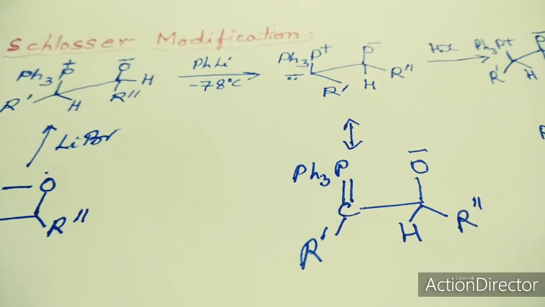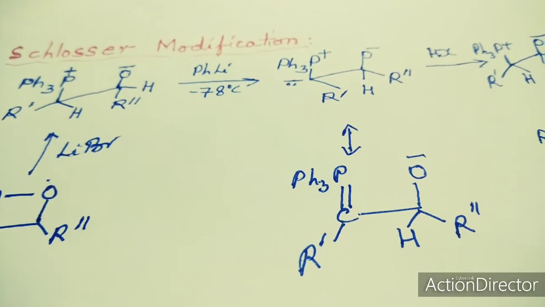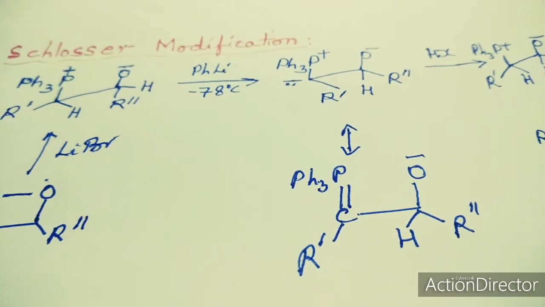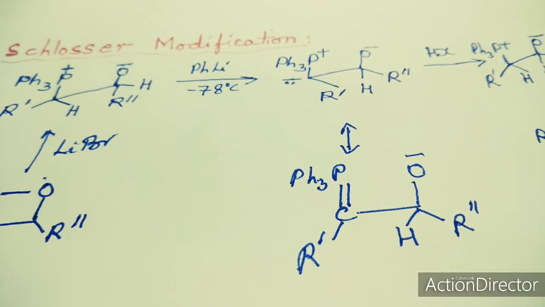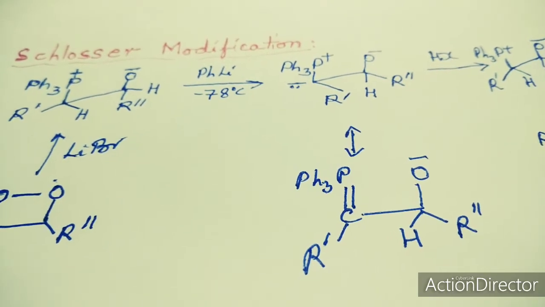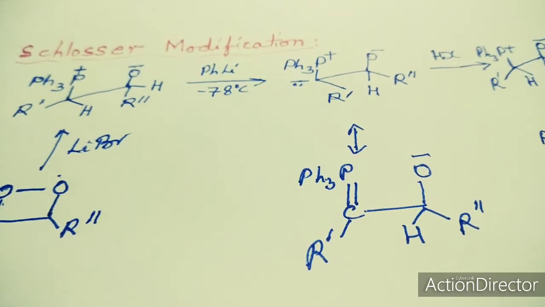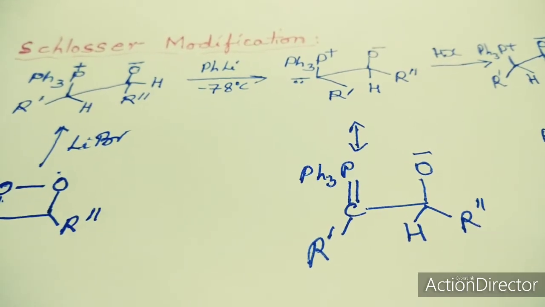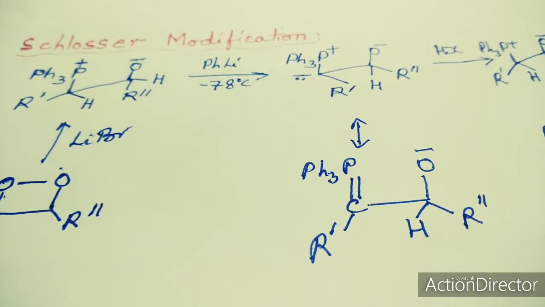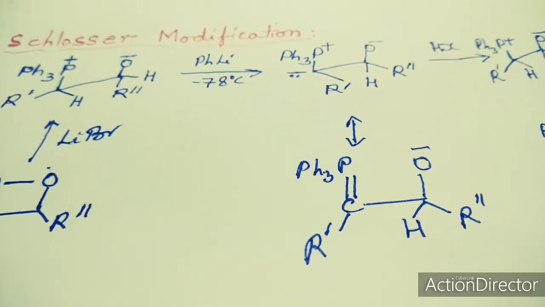Now let's move on to the Schlosser modification in the same reaction. Schlosser gave this modification because he observed that when the Wittig reaction was done in the presence of a lithium salt, whether we used stabilized or unstabilized ylides, that is whether R was an alkyl or R was a group showing minus effect like an ester, etc., in both cases we got, by this modification, a trans alkene.